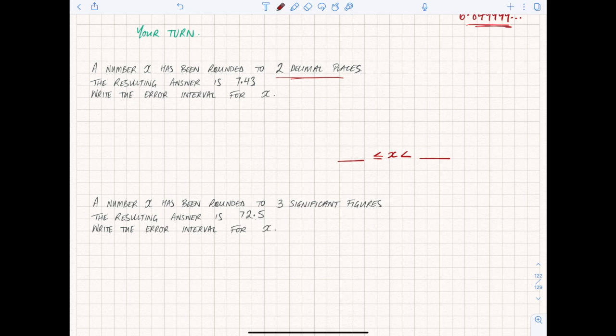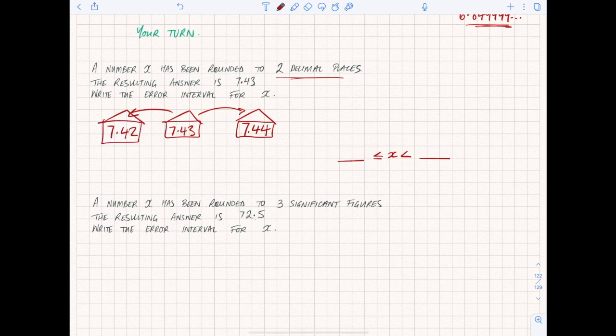So 7.43 is where I live. Think about it like that. That's the place that I live at. So my next door neighbour becomes 7.44. So that's my 2 decimal places. And my previous next door neighbour is 7.42. So you can think about it like that.